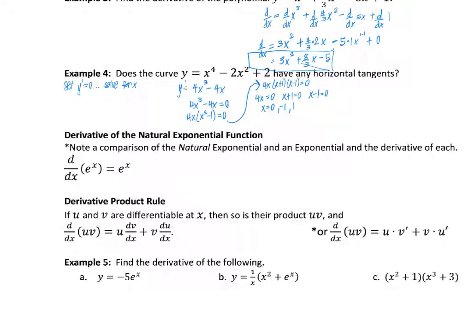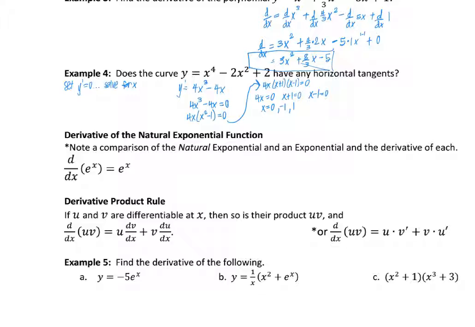So going forward, we have two new rules we're looking at. The derivative of a natural exponential function, one of my favorite derivative rules. The derivative of e to the x is e to the x. As simple as that sounds, that's going to drive some of you absolutely crazy, okay? But just keep that in mind.